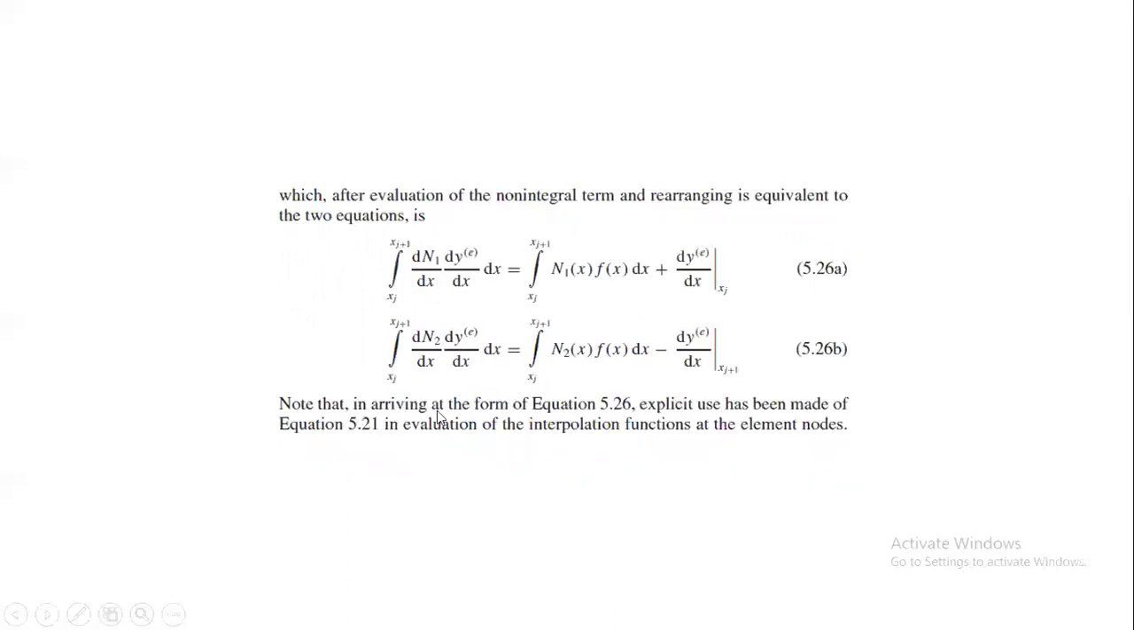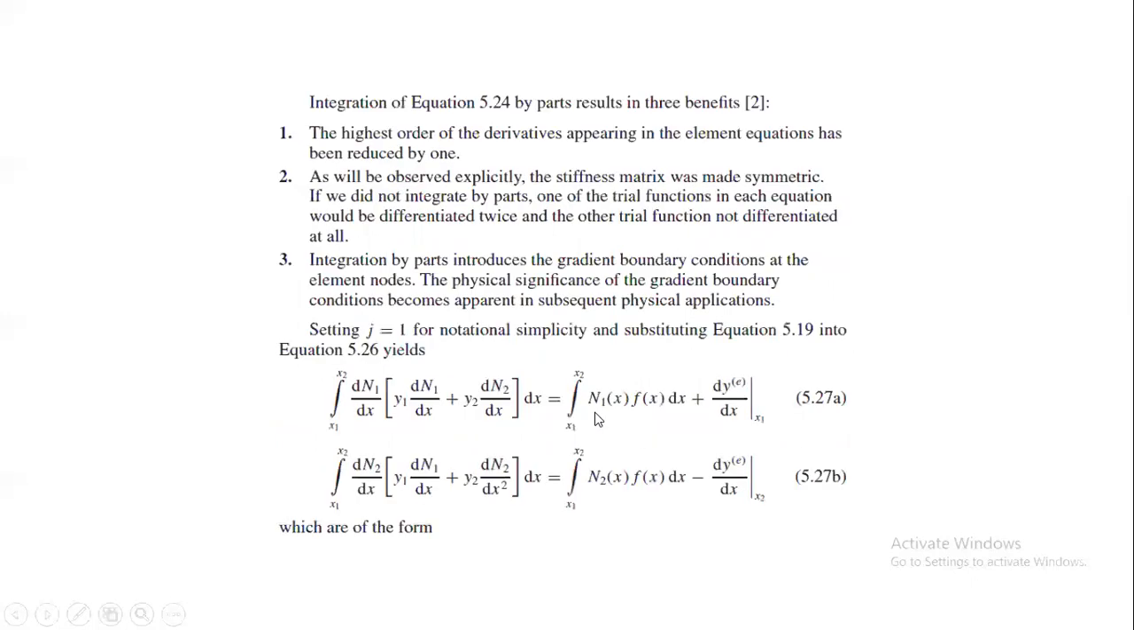So now note that in arriving at this form 5.26, explicit use has been made of equation 5.2.1. Okay, so now please go through these 3 important points. I can ask you in the viva, what are the 3 benefits? These 3 benefits are: the highest order of the derivative appearing in the element equation has been reduced by 1. For example, if I had y triple derivative, what will you do? You'll do the integration by parts and you'll get y double dash. Similarly, I had y double dash, so it is reduced to y dash.